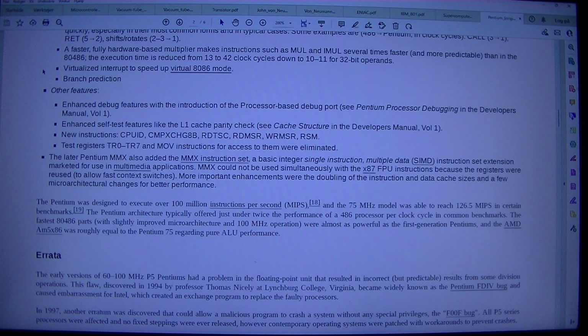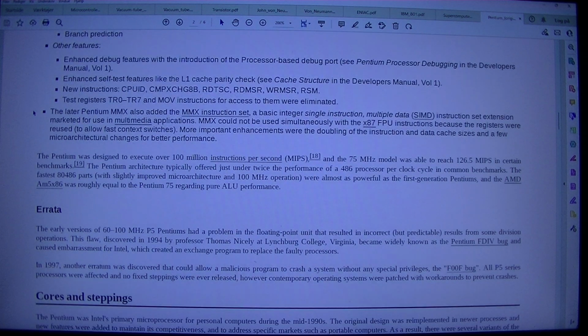Virtualized interrupt to speed up virtual 8086 mode. Branch prediction. Other features: enhanced debug features with the introduction of the processor-based debug port. See Pentium processor debugging in the developer's manual, Vol 1. Enhanced self-test features like the L1 cache parity check. See cache structure in the developer's manual, Vol 1. New instructions: CPUID, CMPXCHG8B, RDTSC, RDMSR, WRMSR, RSM. Test registers TR0 to TR7 and MOV instructions for access to them were eliminated.